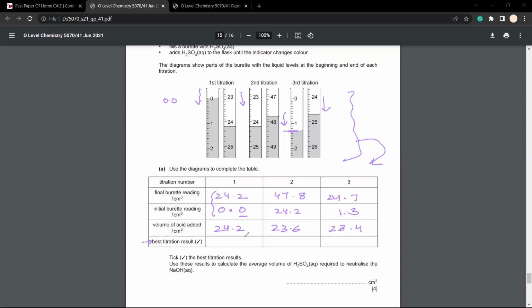The next line states that you have to put a tick for the best titration result. That means the closest ones. So according to this, 24.2 is quite out. So the best titration results are 23.6 and 23.4, which are close. Now in the next part, I'll be taking the average of 23.6 and 23.4, and the average will be the in-between value, that is going to be 23.5. So basically 10 cm cube of whatever the concentration of NaOH they have mentioned above will be neutralized by 23.5 cm cube of sulfuric acid. Is that clear? So this is what we have got as an average volume of sulfuric acid.